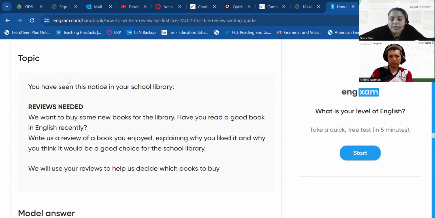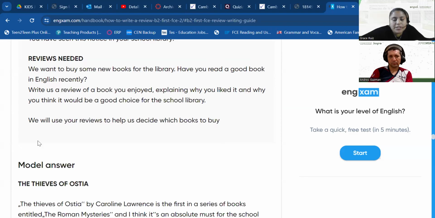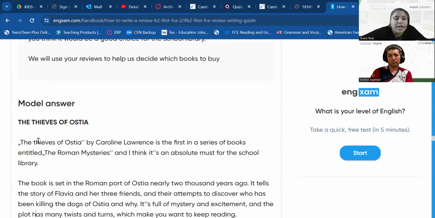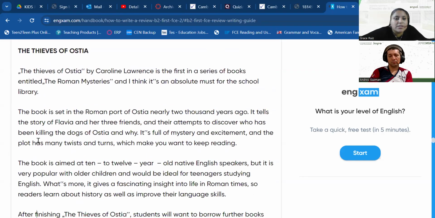Okay, so let's see how this model answer looks. Okay, first it is important that we know what they are asking us to do. They're asking us to do a review about what? About books. Okay, a really good book in English that we read recently, no? Yeah. What are we supposed to do? We're supposed to write a review explaining why you liked it and why you think it would be a good choice for the school library. Yeah, so here we have a model answer. You go ahead and read it.